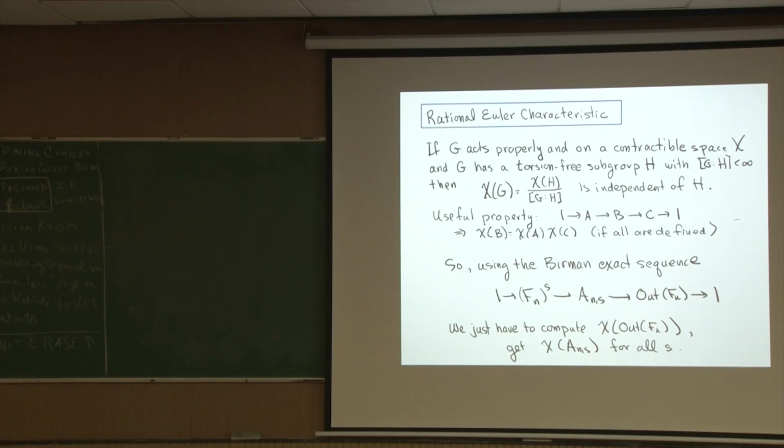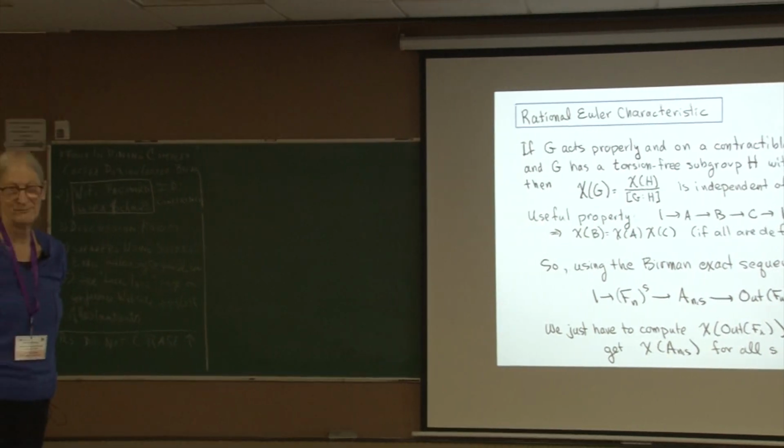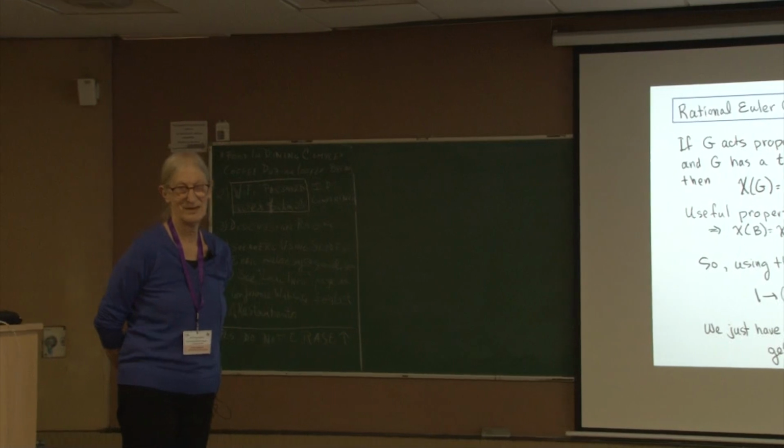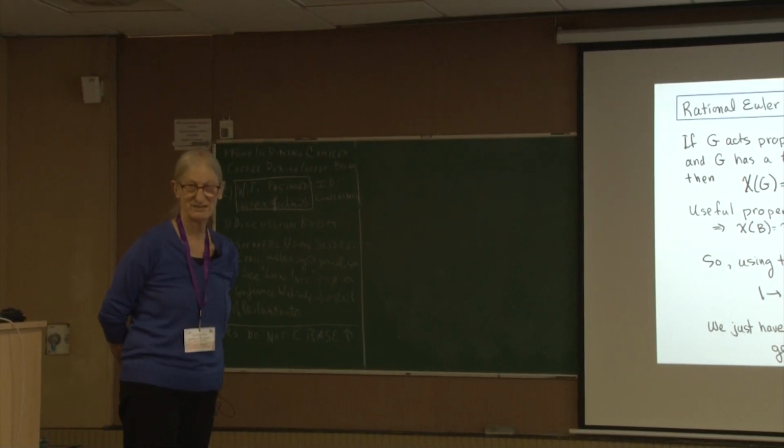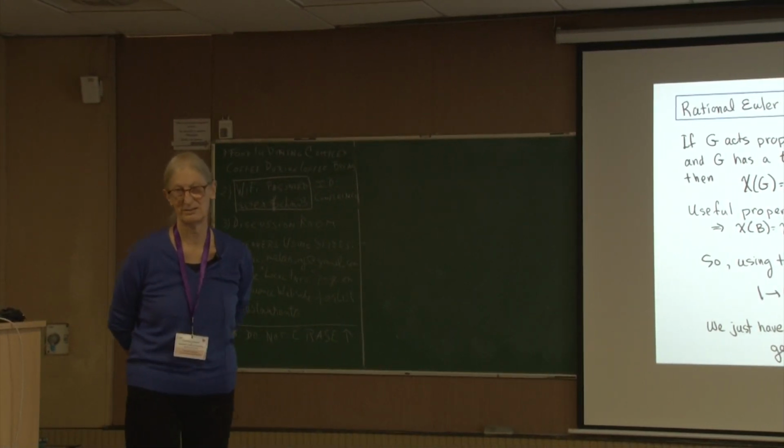Yeah? So is this rational Euler characteristic something one can interpret as some kind of orbifold Euler characteristic for the space, like keeping track of the local stabilizers? Yes, exactly. That's what it does.